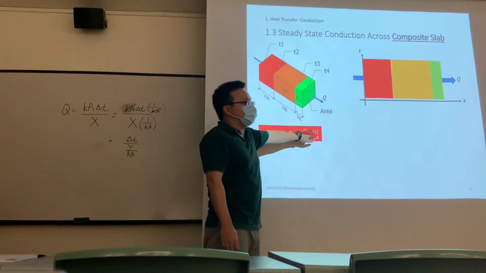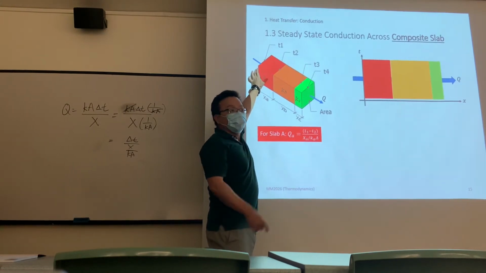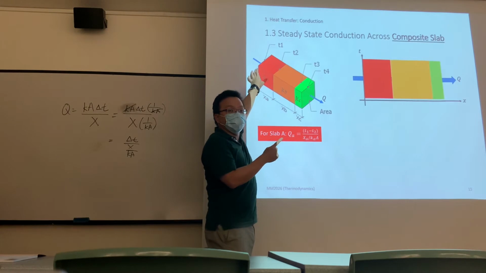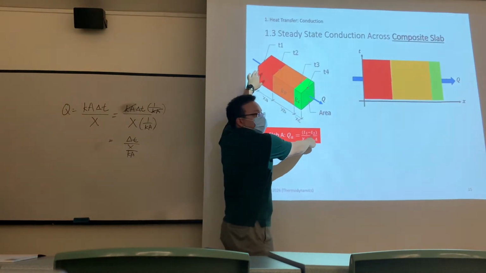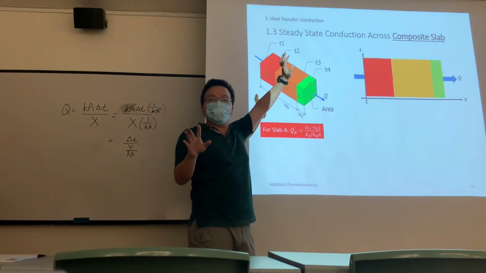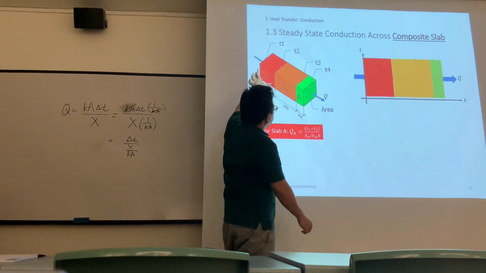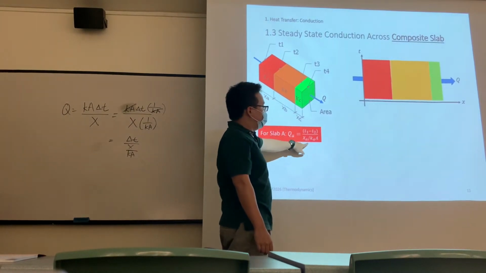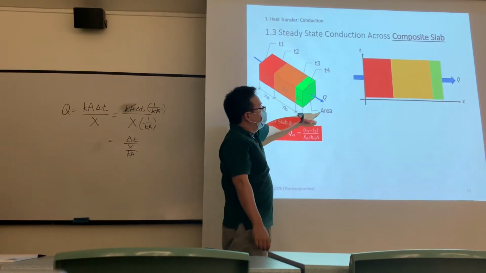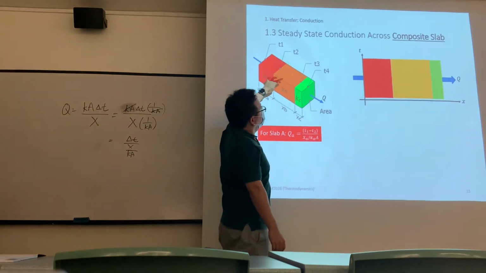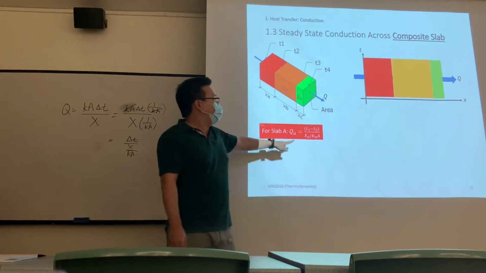Q equals the change in temperature. Which two temperatures are relevant for A? T1 and T2, correct. Which is higher? T1. So T1 minus T2. This part is clear? Good. Next, your XA, because you're looking at step A, obviously you use XA, divided by KA, times the area. Area of A, B, and C, are they the same? Yes.